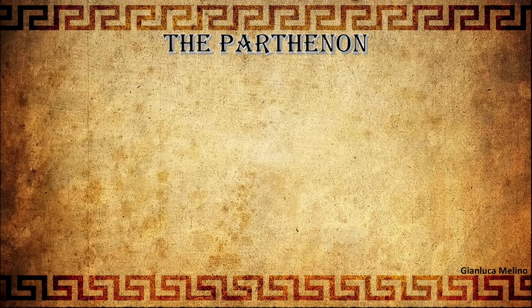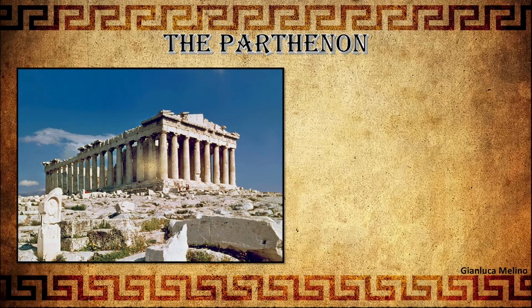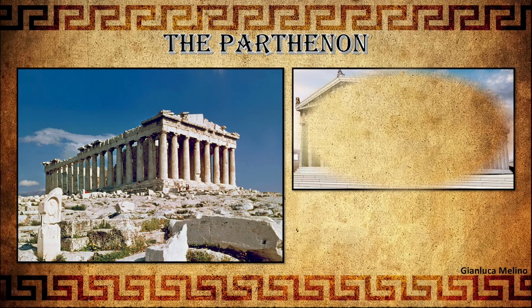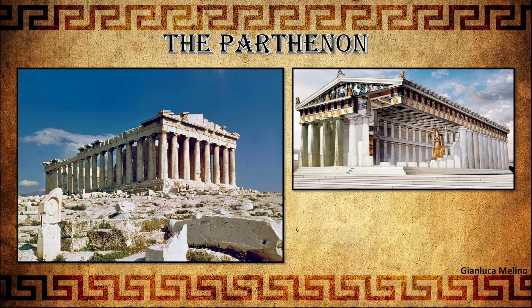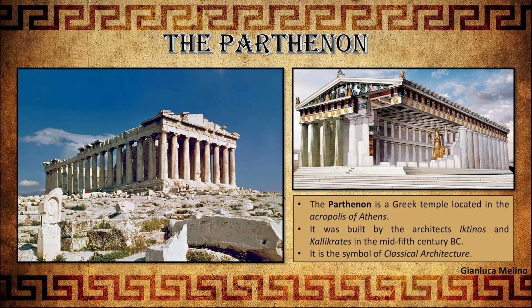The Parthenon is a Greek temple dedicated to the goddess Athena. Located in the Acropolis of Athens, it was born as a Greek temple. Over the centuries, it was converted into a Christian church and later into a mosque. It was built by the architects Ictinos and Callicrates under the direction of the sculptor Phidias in the mid-5th century BC. Completely built in marble from a quarry not far from the city, the Parthenon has become the symbol of classical architecture, and it is an example of the mathematical idea of harmony.